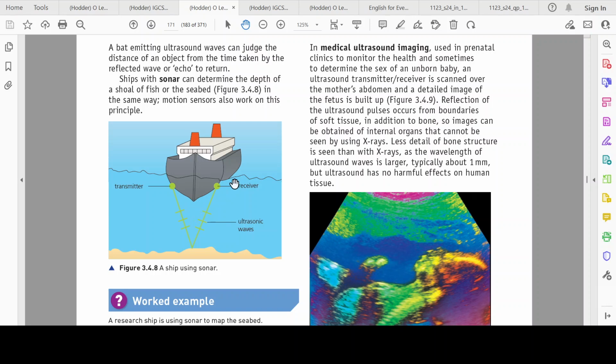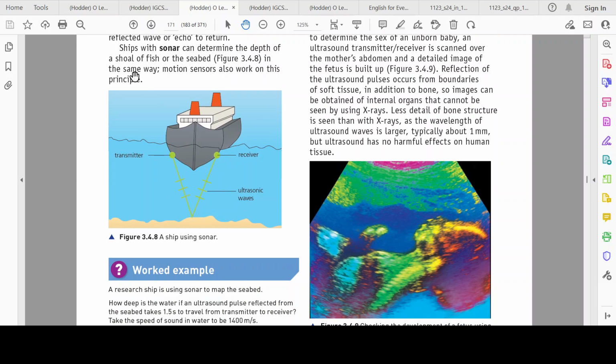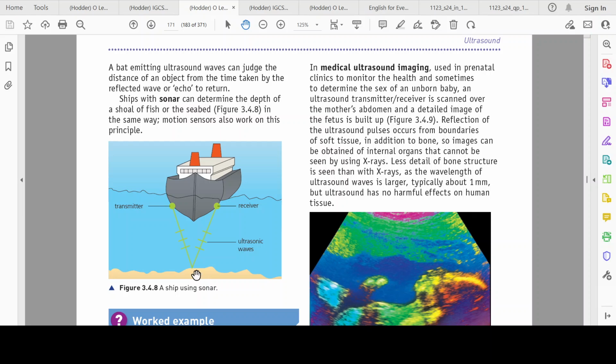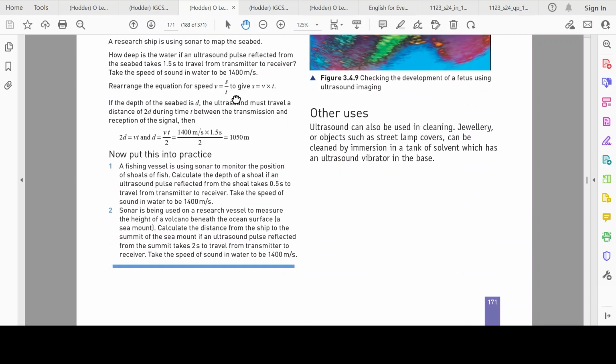Ships use sonar. There's a transmitter, they send it down, and they can use it to determine the depth of the seabed or to find fish. They send down ultrasound, and when it's reflected, there's a receiver, which gives them information. Motion sensors also work on the same principle.